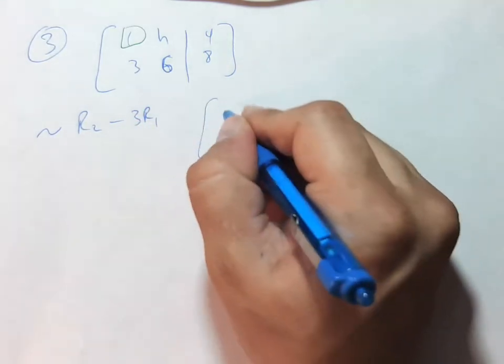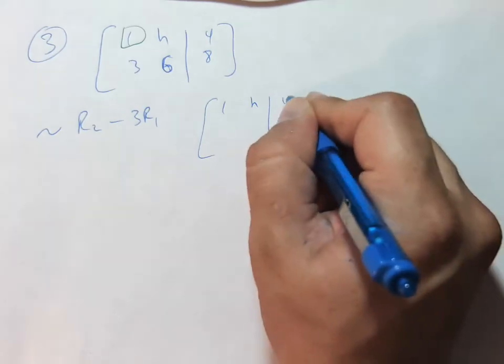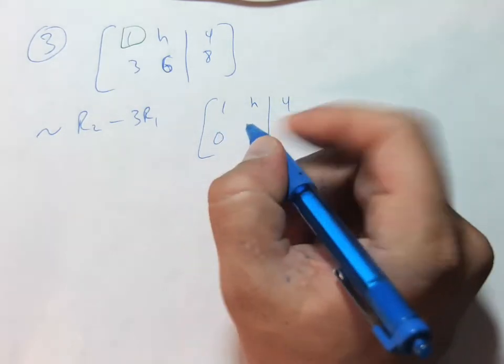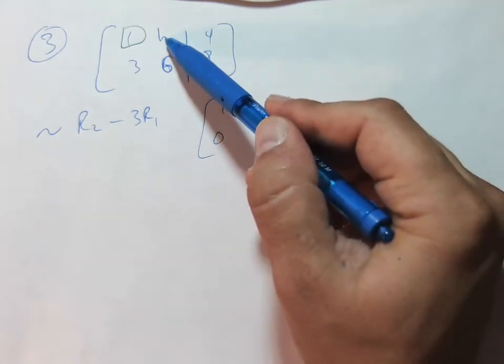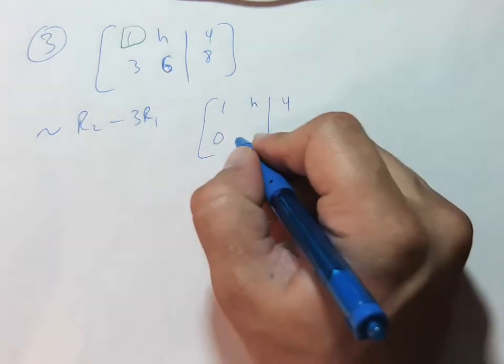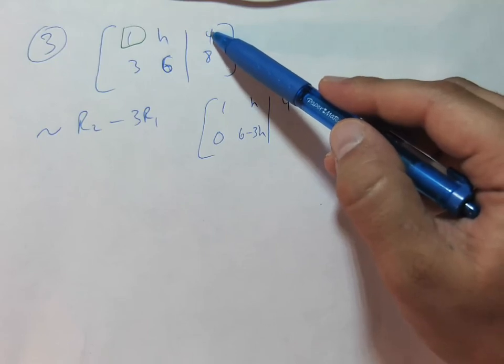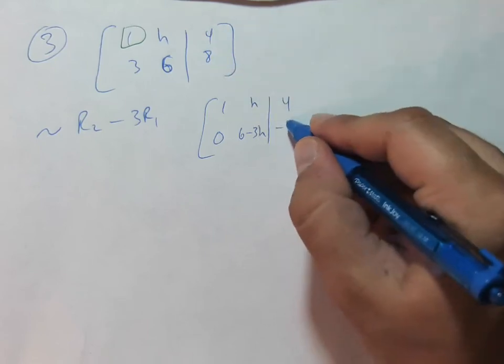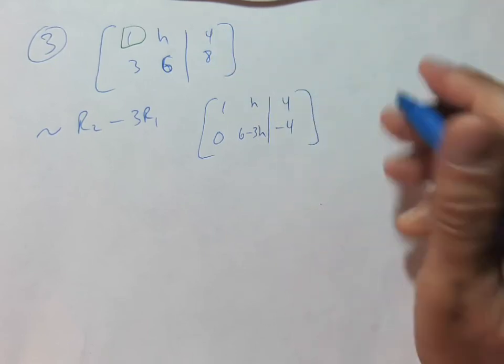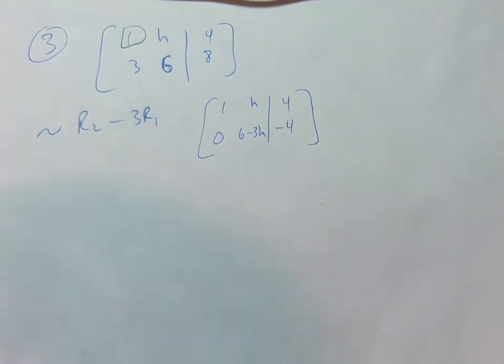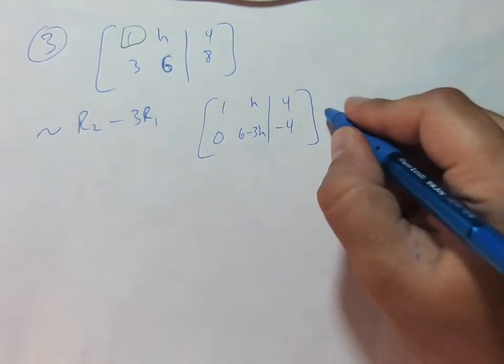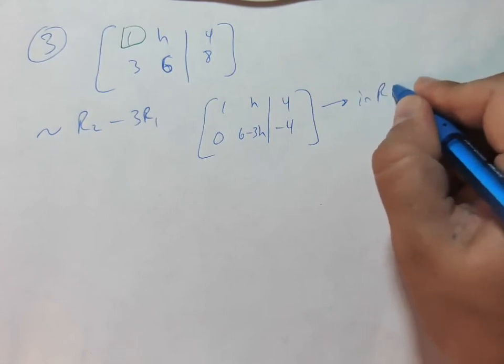Right? And when you do that, the first row stays the same. The second row becomes a 0 here. This will become 3h, and then we'll do 6 minus 3h. Right? And then this will become minus 12, add 8, we get minus 4. Excuse me. This is now in row echelon form, so it's reduced.